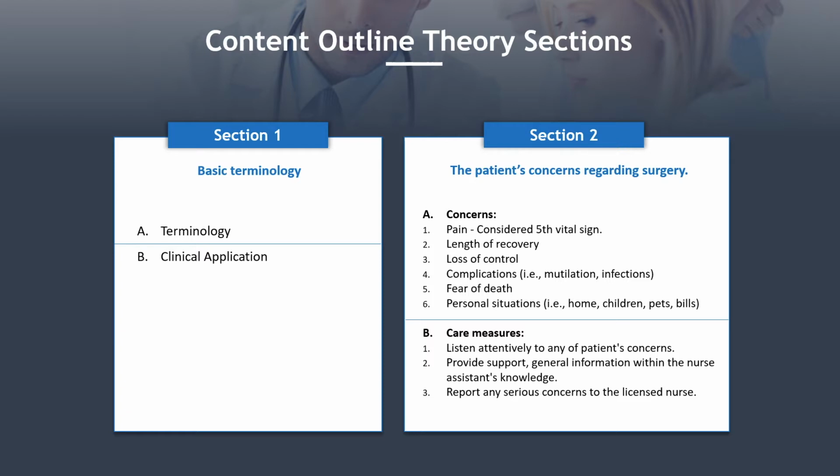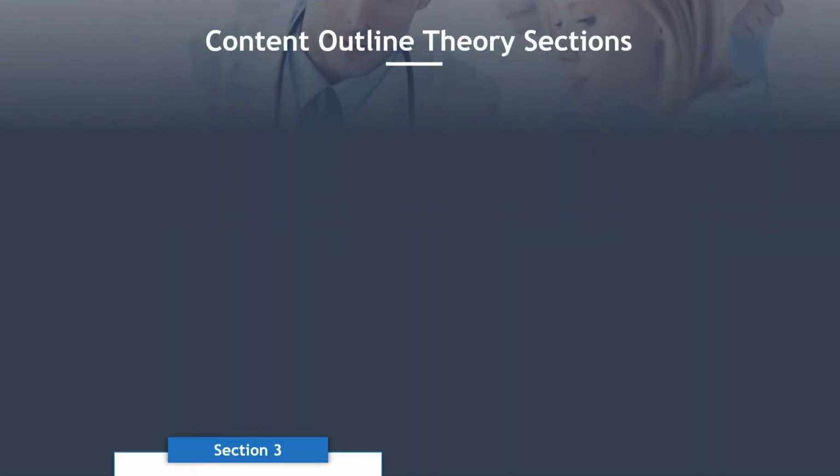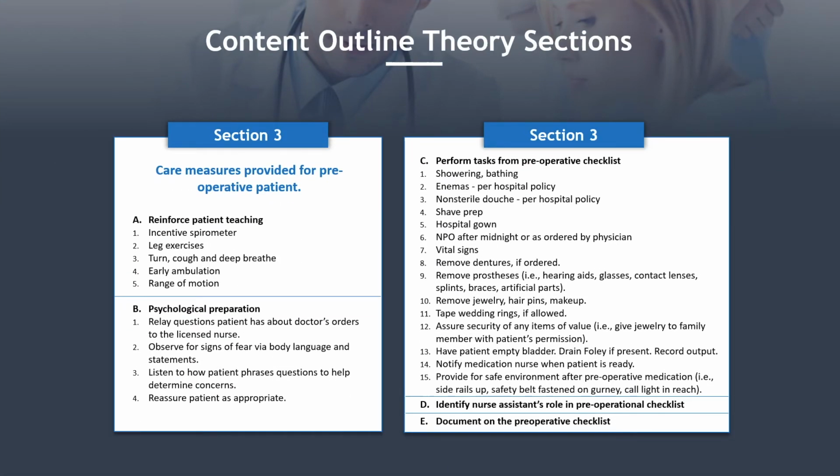B. Care measures. Listen attentively to any of the patient's concerns. Provide support and general information within the nurse assistant's knowledge. Report any serious concerns to the licensed nurse. Section 3. Care measures provided for the pre-operative patient. A. Reinforce patient teaching. 1. Incentive spirometer. 2. Leg exercises. 3. Turn, cough, and deep breathe. 4. Early ambulation. And 5. Range of motion.